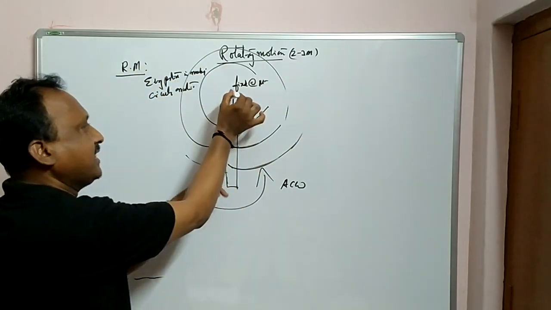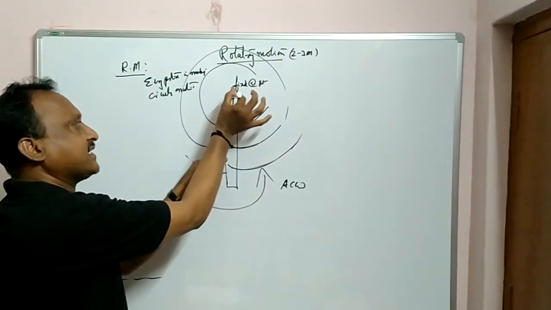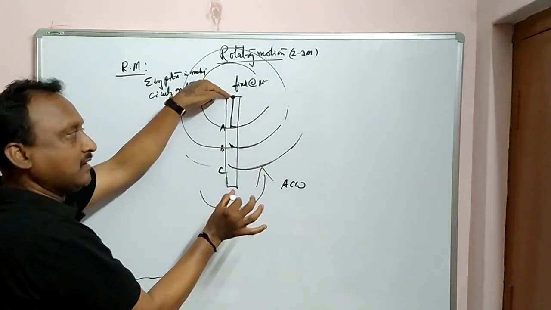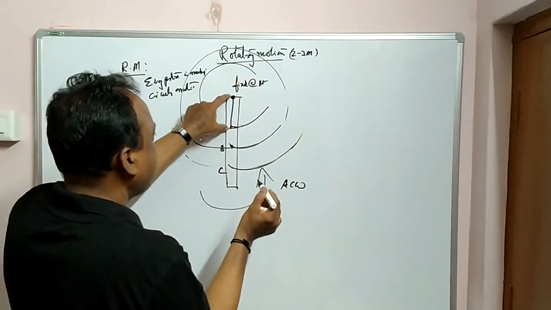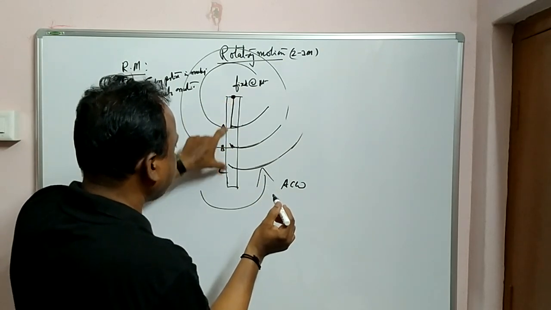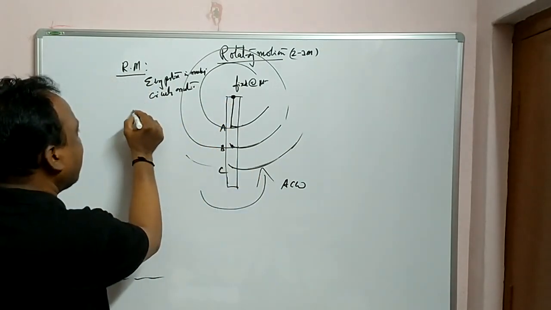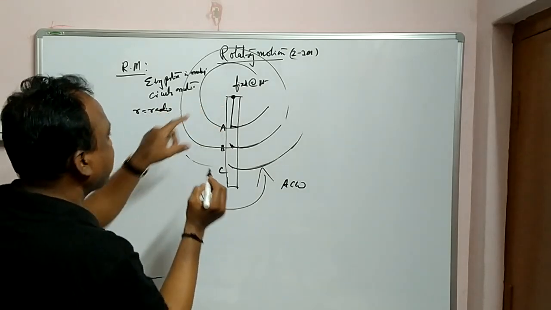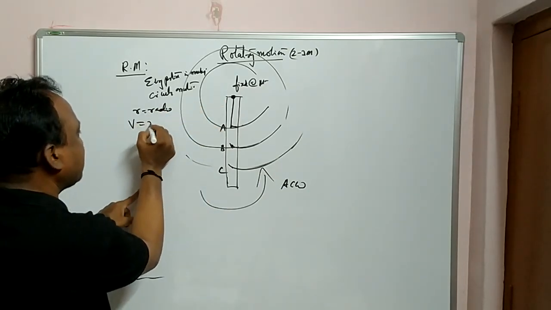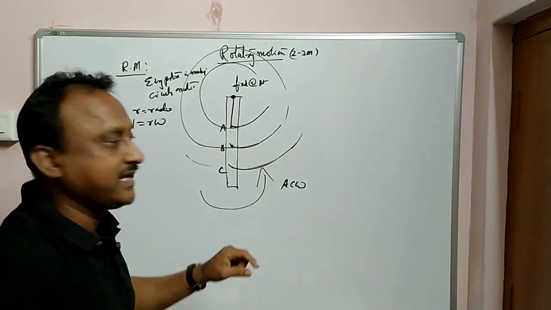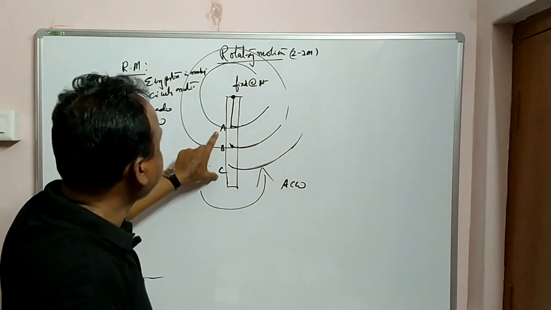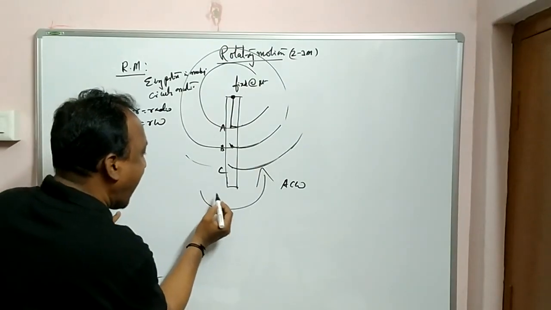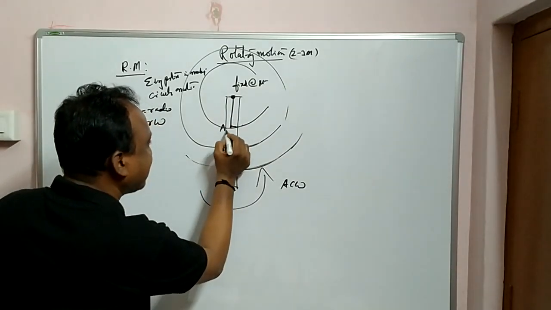What does it mean? The center is same. You can see this is the axis. Center is same for different particles. Here you can see this distance is increasing gradually, that means radius is increasing. When radius is increasing, what about linear velocity? V is equal to R omega. That means linear velocity changes in rotatory motion, whereas angular velocity omega remains the same.